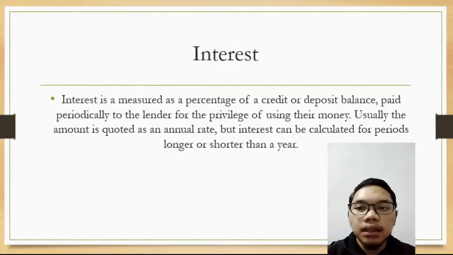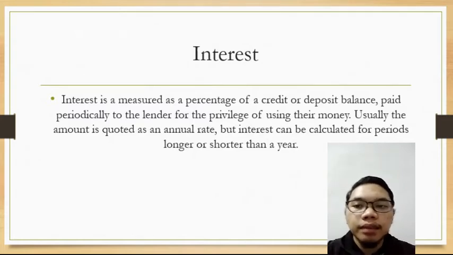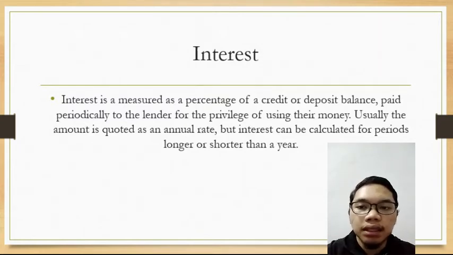After that is interest. Interest is measured as a percentage of credit or deposit balance paid periodically to the lender for the privilege of using their money. Usually the amount is quoted as an annual rate, but interest can be calculated for periods longer or shorter than a year. Interest is the cost of using somebody else's money. When you borrow their money, you need to pay the interest. When you lend money, you can earn the interest.